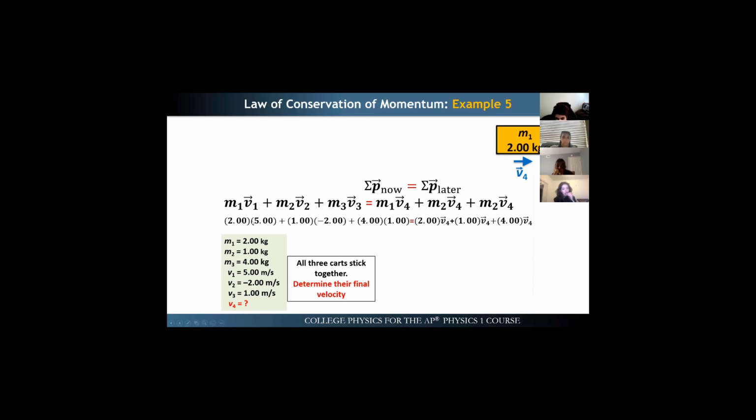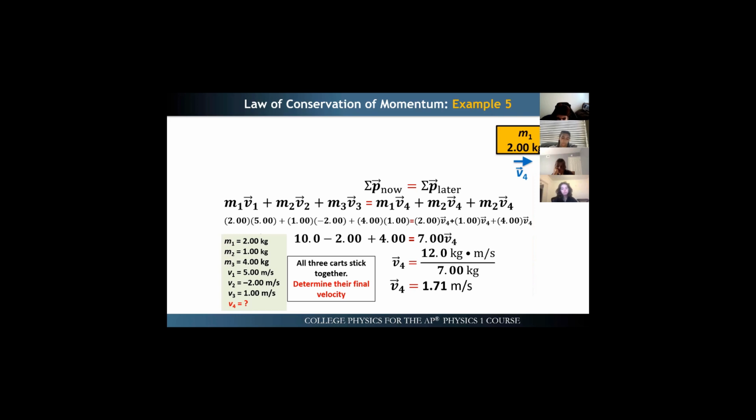And so like they're showing here, 10 for the first one, -2 for that one, 4 for that one. Afterwards, they all have the same velocity. So we just add the masses together and factor out the V. So 10 minus 2 gives us 8 plus 4. We end up with a momentum total of 12 divided by 7 kilograms. So they would have a velocity in the positive direction of 1.71 meters per second.